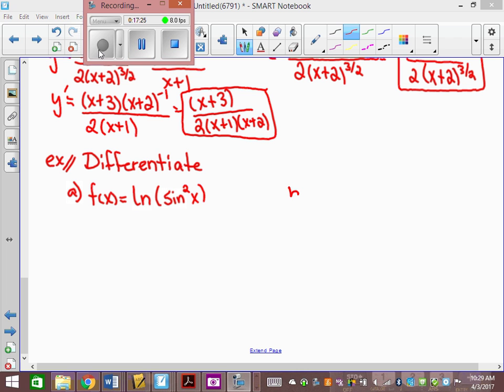And b, what happens if I give you this? y equals 1 over ln x. We'll try a few. So we have ln sine squared x.